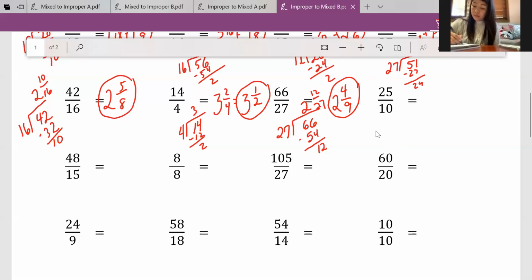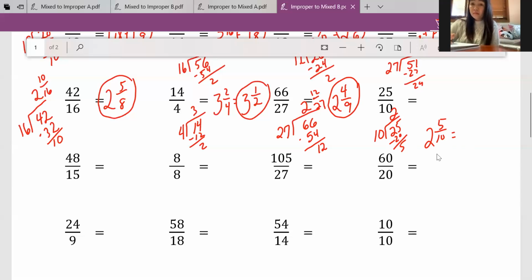Here's 25 over 10. The denominator becomes the divisor. The numerator becomes the dividend. I know 10 will divide 25 2 whole times with 5 remaining. So I would write that as 2 and 5/10.